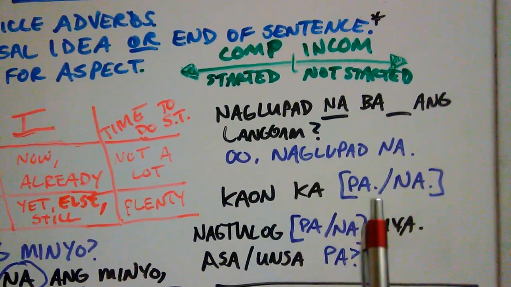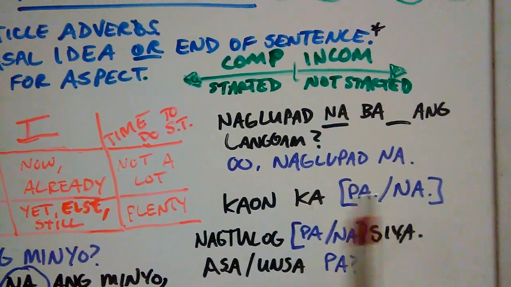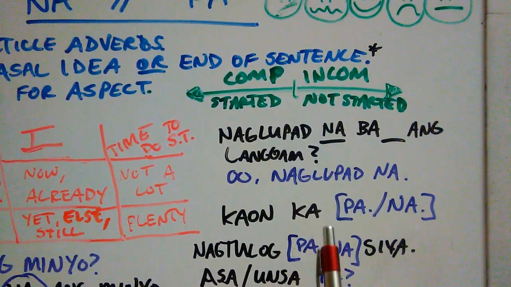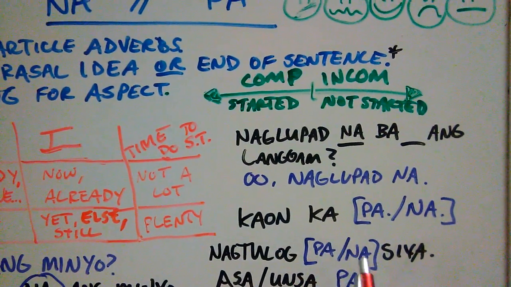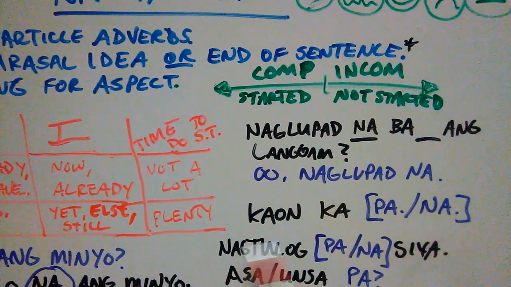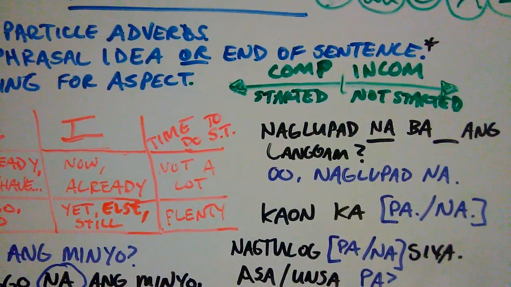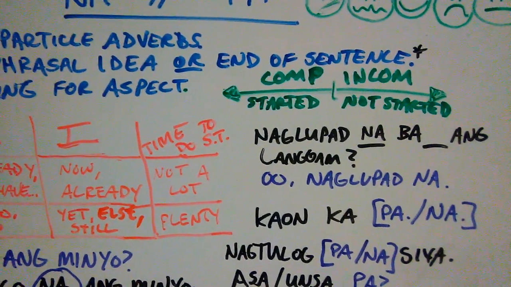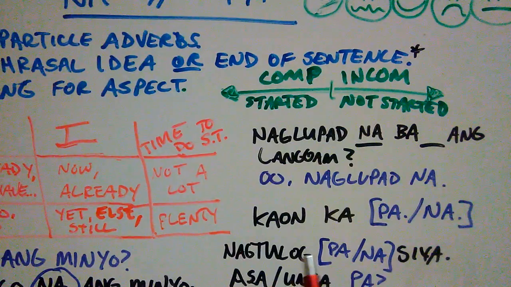Here is a funny one too. Kaon pa, kaon na, right? So let's start with kaon pa first. Kaon ka pa means eat more, keep eating, right? It's telling you to still eat. Kaon ka pa, still eat, or keep eating, to make sure the action doesn't stop yet. Keep eating still. Keep eating yet. Keep eating.